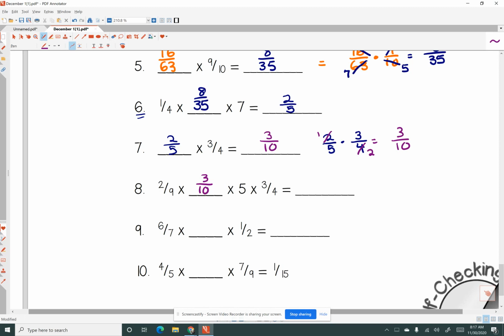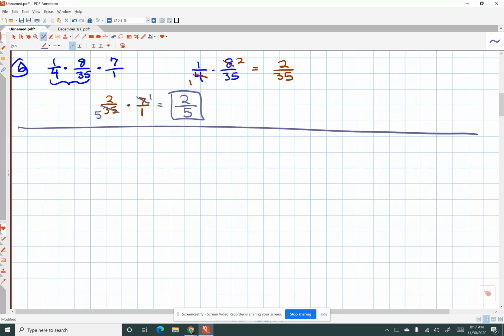So for number 8, we're definitely going to have to use our scratch paper because we're multiplying 4 numbers together. So that would be 2/9 times 3/10 times 5, which I will go ahead and put that over 1, times 3/4. So let's take a look at what is going to be an easy way to do this. I'm going to go ahead and use these first two numbers, 2/9 times 3/10, because I can certainly cross simplify. 2 divided by 2 is 1, 10 divided by 2 is 5, 3 divided by 3 is 1, and 9 divided by 3 is 3. When I multiply across, I have 1/15.